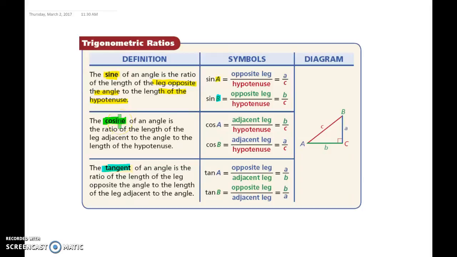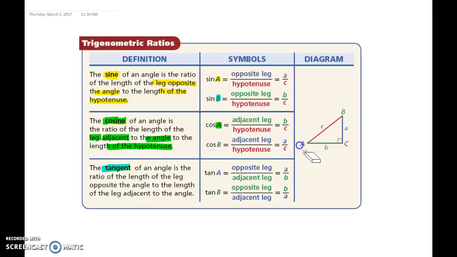For cosine, it is the length of the leg adjacent to the angle over the length of the hypotenuse. So it's important that you use the adjacent leg. When we highlight angle A, because it says cosine of angle A, this side is adjacent to it, but it's not a leg. That's our hypotenuse. The only leg that is adjacent to angle A is this side, which is equivalent to b. So we put b over our hypotenuse.